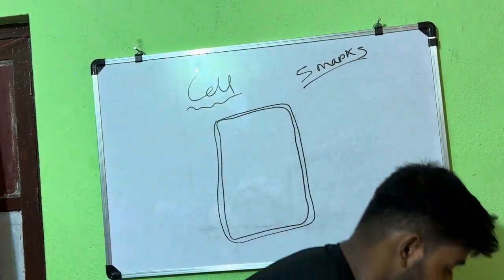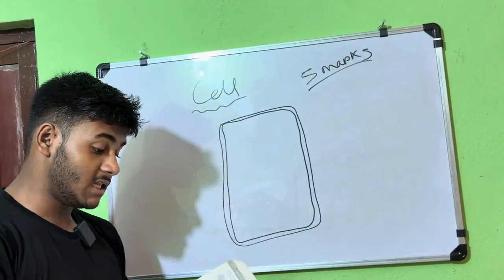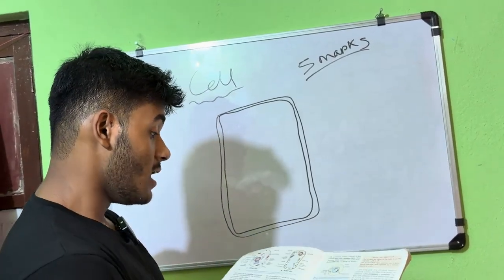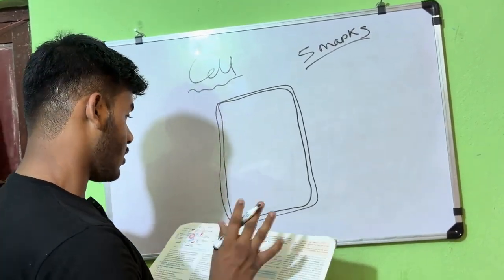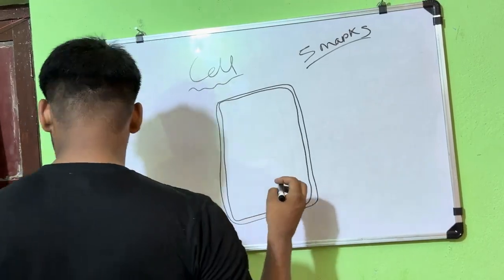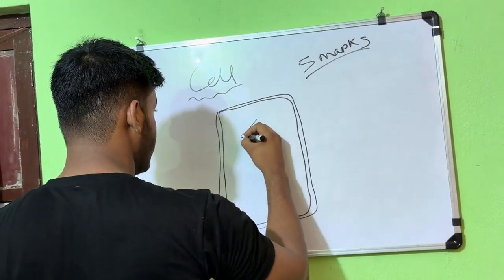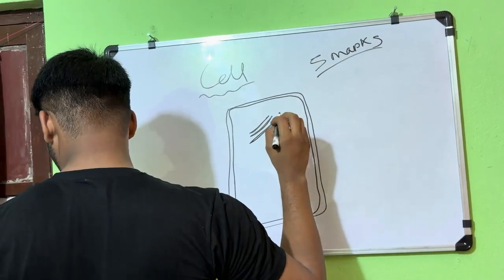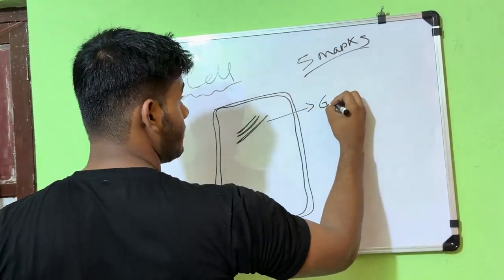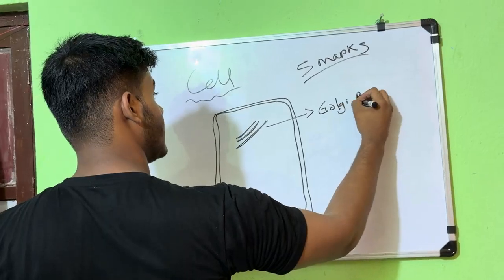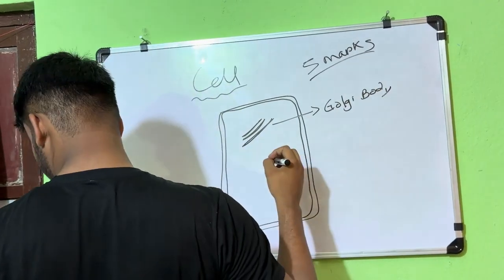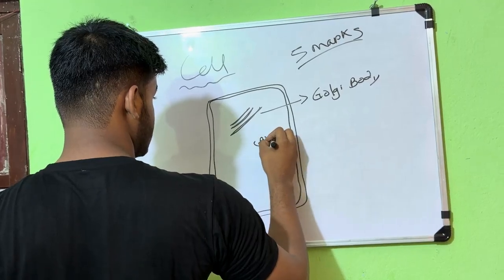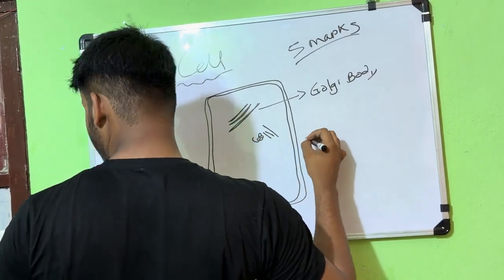Now see, the diagram that is given in our book is a little bit different, okay? At first I will draw an animal cell. Okay, let's start with the animal cell. There are many different things going to be in it. This is known as Golgi body. And there are many other things also, like these things. These are known as centrioles.